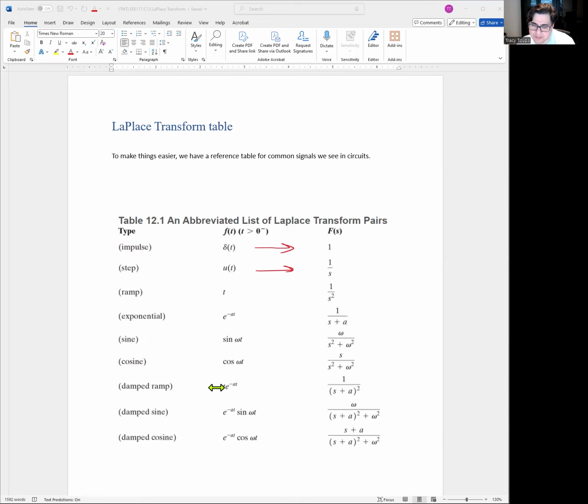Damped ramp, so basically this is a ramp function that gets smaller and smaller as time goes on. We get 1 over s plus a, squared, where a is the rate of exponential decay. We have a damped sine function. Basically, this is a sine function that starts big and then envelopes smaller to 0. So think about a big sine function that just gets smaller and smaller, kind of like a cone that zooms in and eventually goes away. And that's omega over s plus a, squared, plus omega squared. Basically, you just literally use this chart and do a hot swap between the functions. So if you have a sine function, literally just erase sine and put this in.